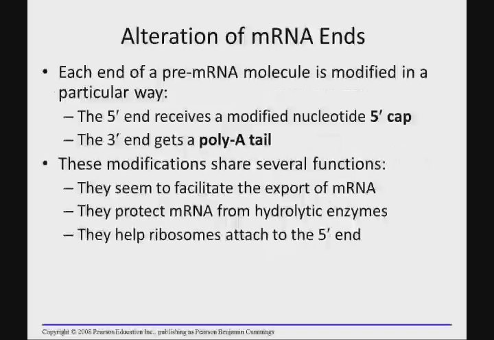All right. So the alteration of the mRNA ends involve a 5' cap and a poly A tail, and these are going to play a role in protecting the mRNA, determining how long it lasts in the cytoplasm, facilitating its export, and how it interacts with the ribosome.